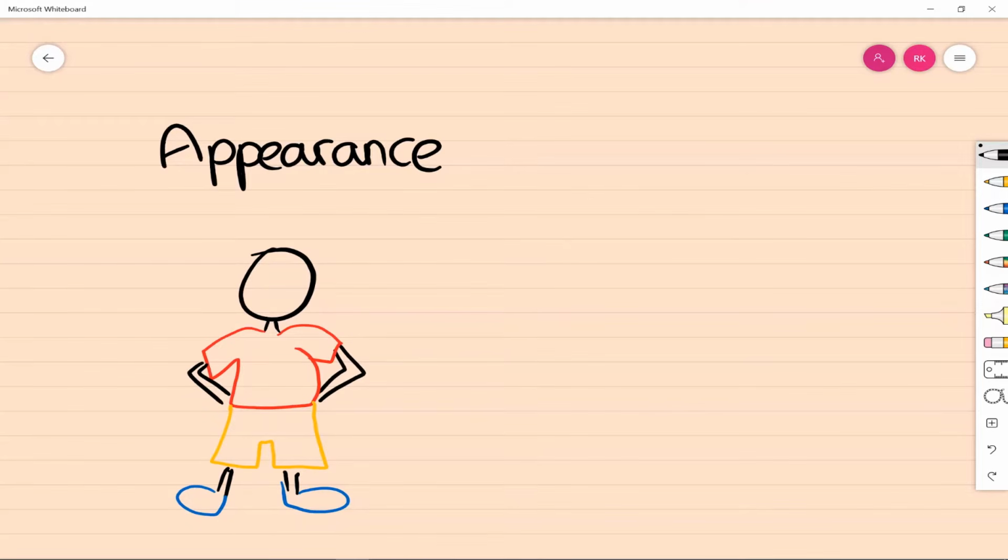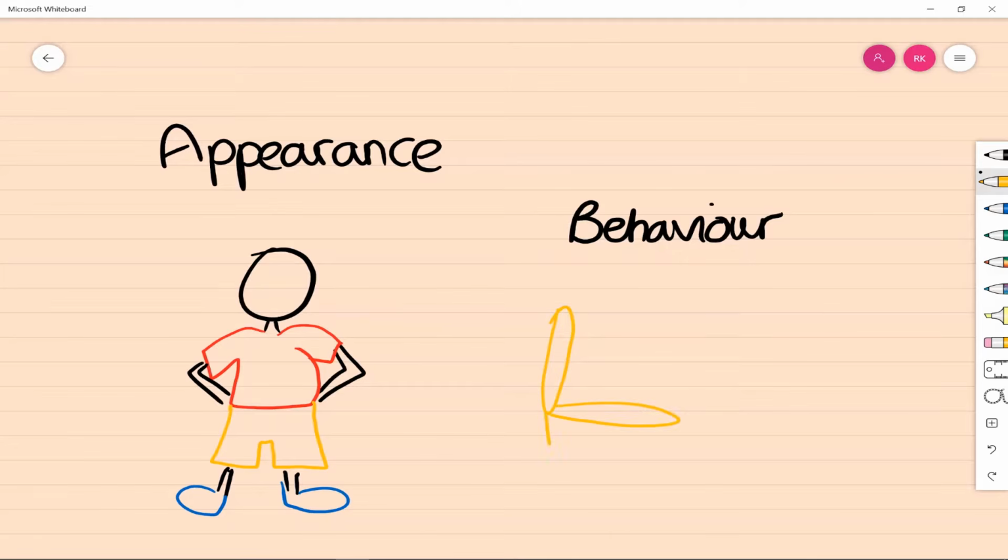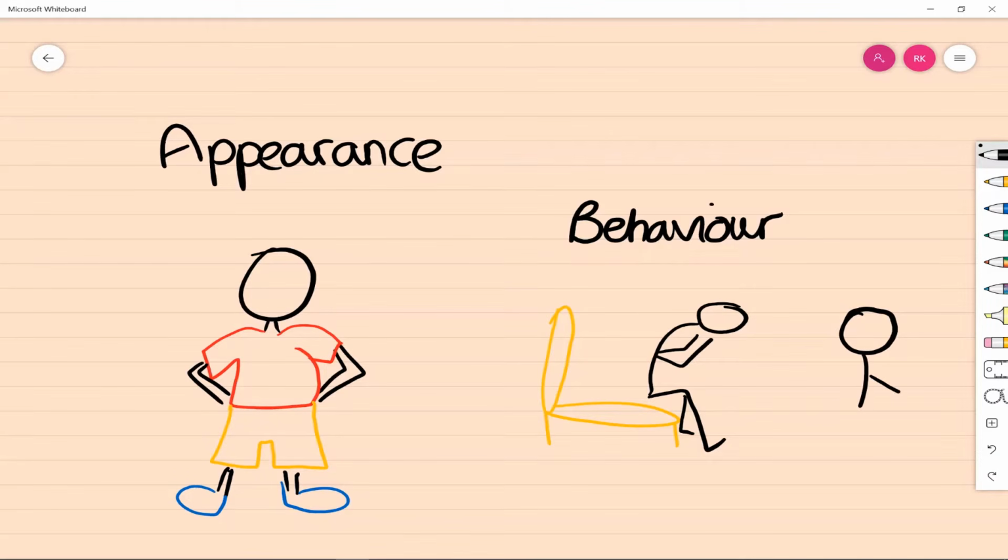Then when we think about behaviours, we're thinking more about what they're telling us with their actions. So are they hunched over a chair? Are they fidgeting? Do they seem to be pacing up and down? And the characters here, I'm drawing one here now that looks potentially quite angry, so they might not be very happy either. So you can get a lot from what they're doing that gives you a clue to the diagnosis.